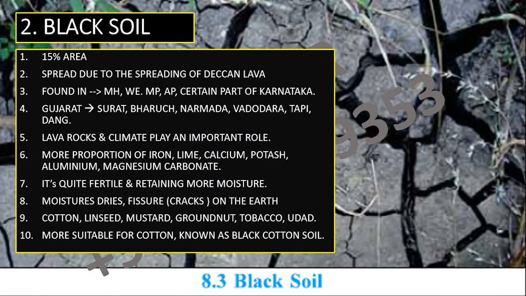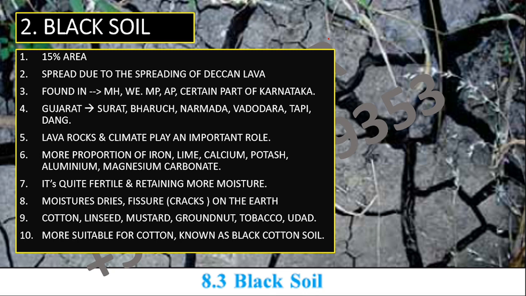Number 3, black soil. It covers about 50% of the total area of India, and it spread due to the spreading of the Deccan lava. So here we can conclude that black soil can be formed from lava. Where is it found? Mostly in Maharashtra, MP, Andhra Pradesh and certain parts of Karnataka.